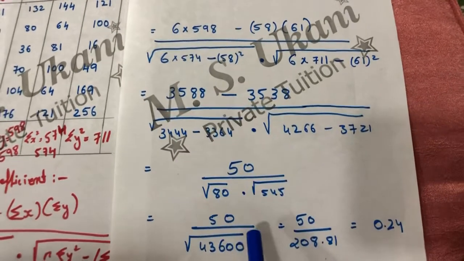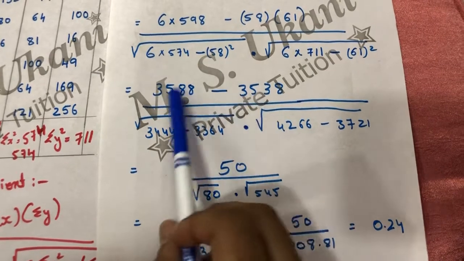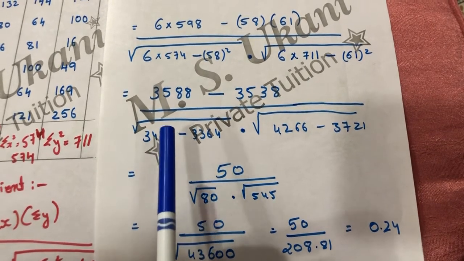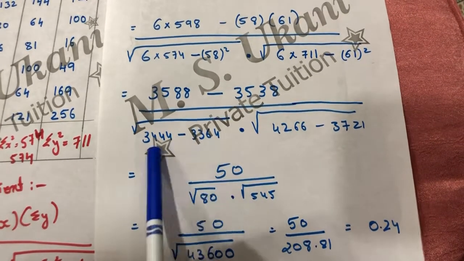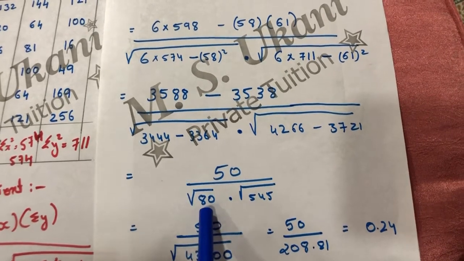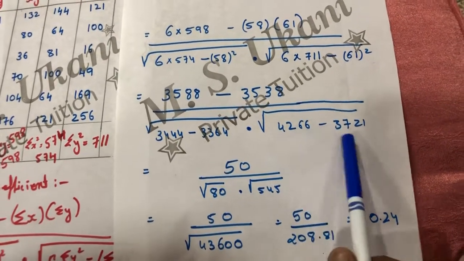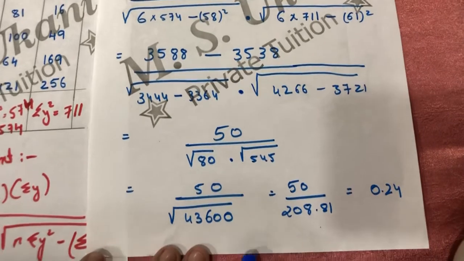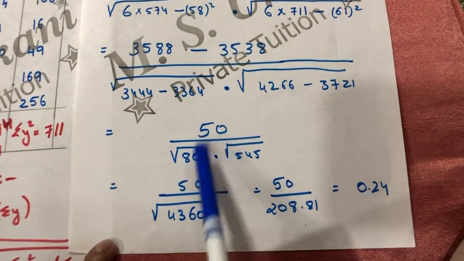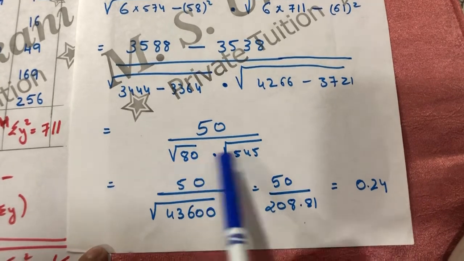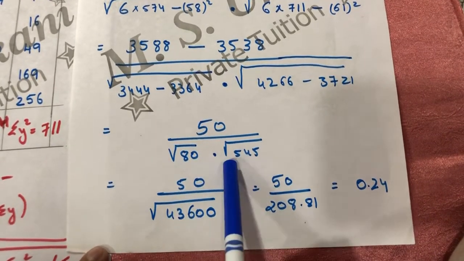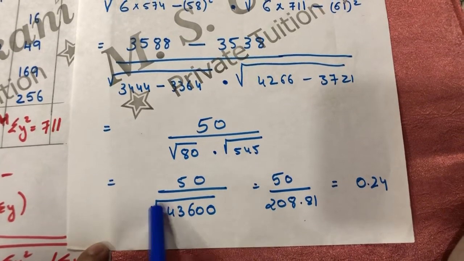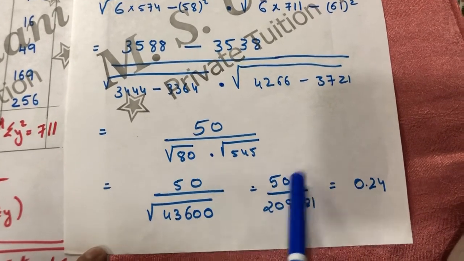Okay, now let us move to the further step. We have to subtract these both digits, so you will get 50 upon, in the denominator also you have to subtract, so you will get root 80. Multiply by, here also we will do the same subtraction, so you will get under root 545. Now let us move to the further one. 50, same as it is, we have to write here. First of all, we will multiply 80 by 545, so we will get 43,600 under root.